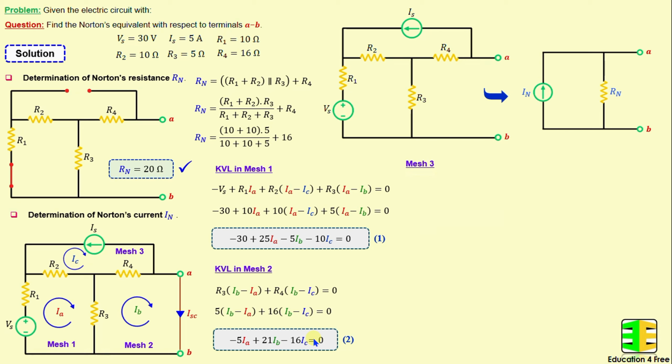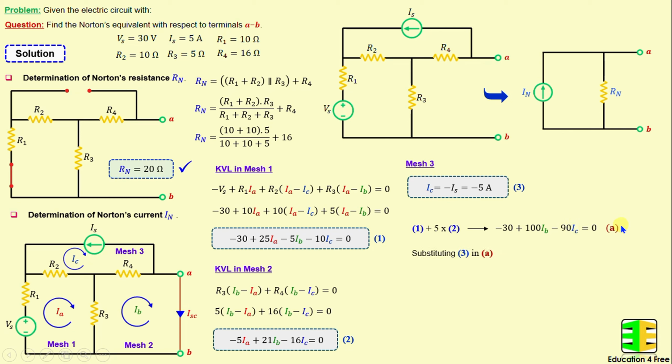In mesh 3, we can see that IC is equal to negative IS. That means IC is equal to negative 5 amps. Now by performing equation 1 plus 5 times equation 2, we obtain negative 30 plus 100 times IB minus 90 IC is equal to 0. Now by substituting equation 3 in it, we can derive one equation in terms of IB.